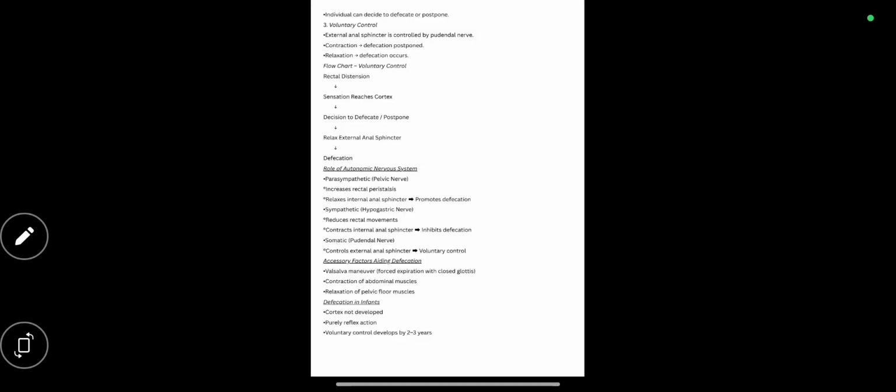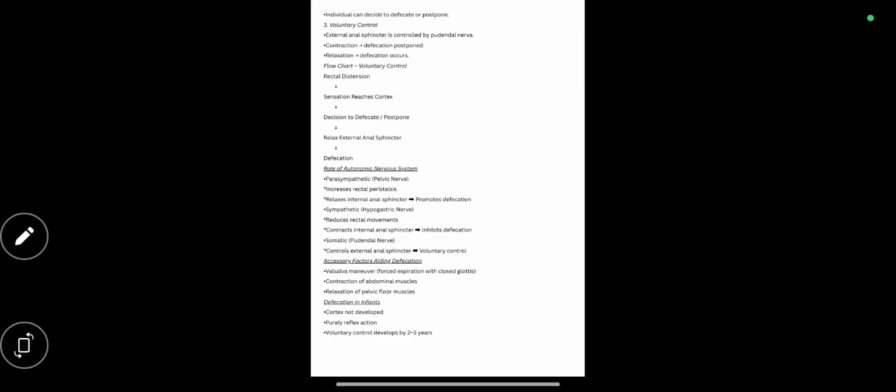Control of defecation is also done at three levels: spinal, cortical, and voluntary muscular control. Spinal control is by the sacral spinal cord. Whereas in cortical control, the consciousness of rectal fullness reaches the cerebral cortex, and there the individual decides to defecate or postpone. Coming to voluntary control, the external anal sphincter is controlled by the pudendal nerve.